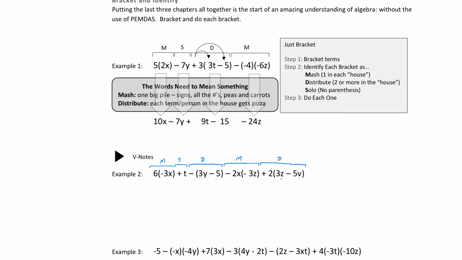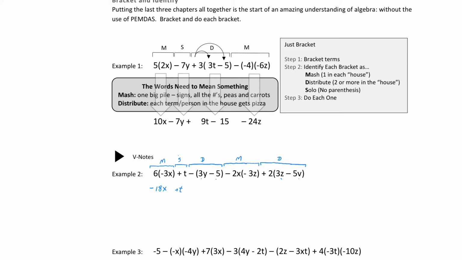Now understand that some people like to identify it as a mash, then do the problem. Some people like to go through the whole thing and get through all the identifying. It's up to you. Let's start with the first bracket. It's a mash, so we just count the negative signs. 1 makes it a negative. Mash the numbers. 18, throw in the peas and the carrots. Second bracket, solo artist, bring it down.